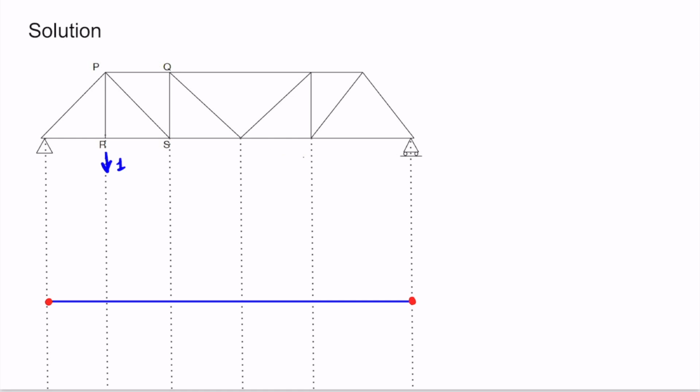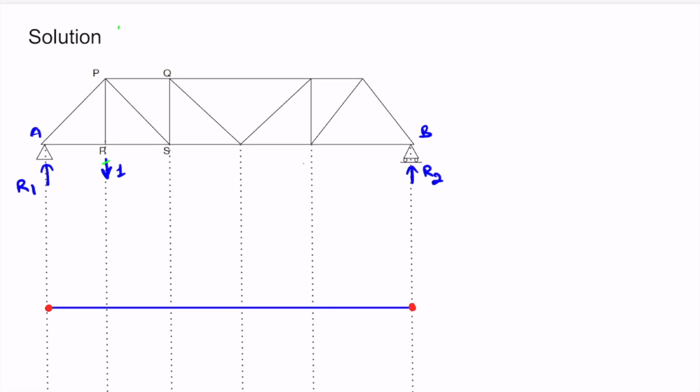While applying the unit load, if we apply the unit load at position R, some reactions will develop at positions A and B. So for now, since the span length is not given to us, let's call them R1 and R2. Right. So these are the 2 reactions which will develop. Now we need to calculate the force in member PS. To calculate the force in member PS, let us cut this section like this. So by making a cut like this, the section is divided into 2 parts, right? So let's call this section 1 and this section 2. So it is recommended that we should choose that section which does not contain the unit load.